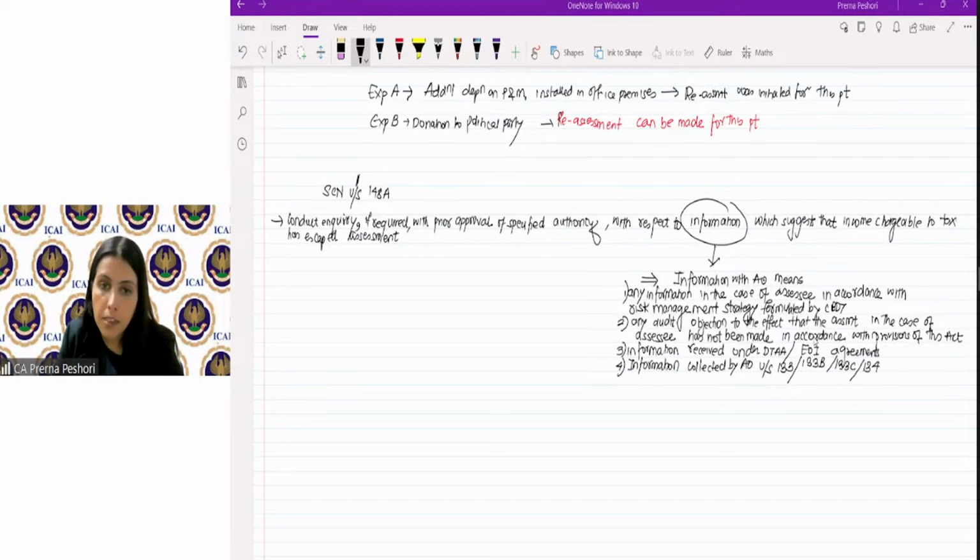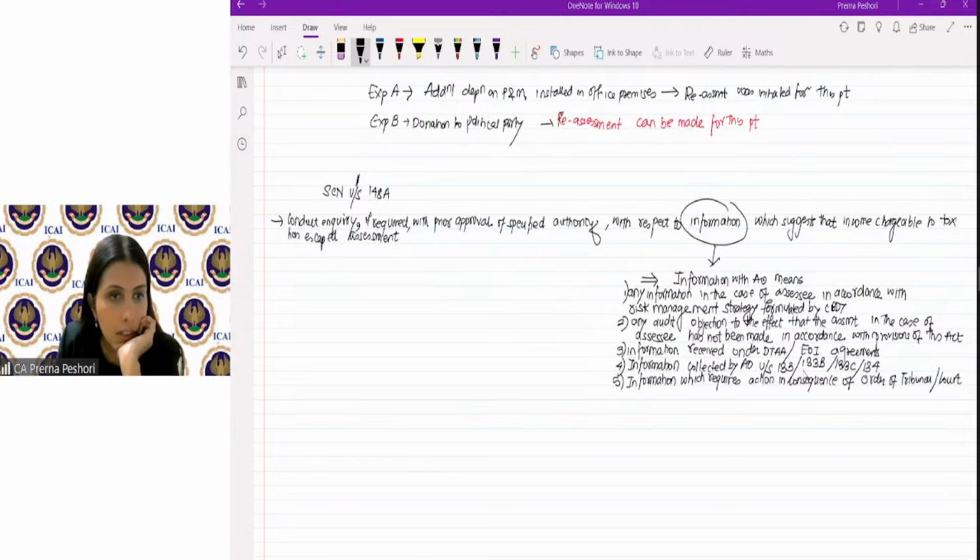Last one. Information which requires action in consequence of an order of a tribunal or court. Are we clear? Yes or no? Any questions so far? So this is the information which may be with the AO. Are we clear?